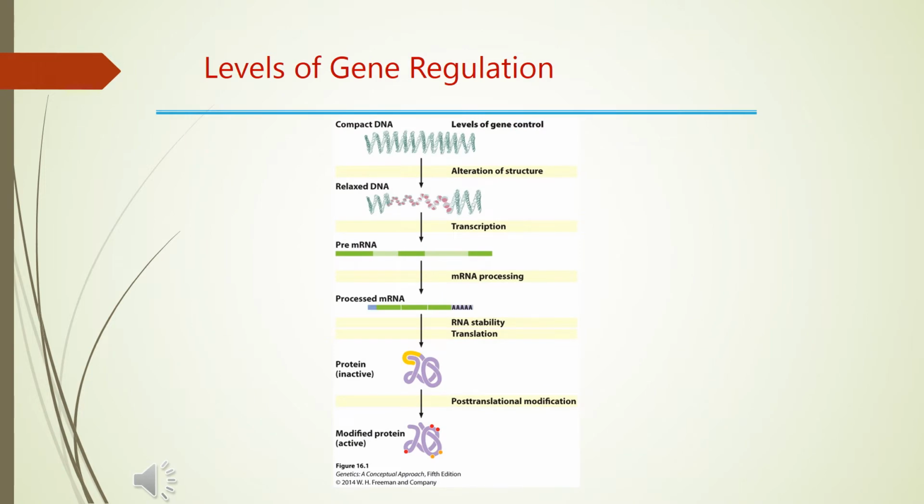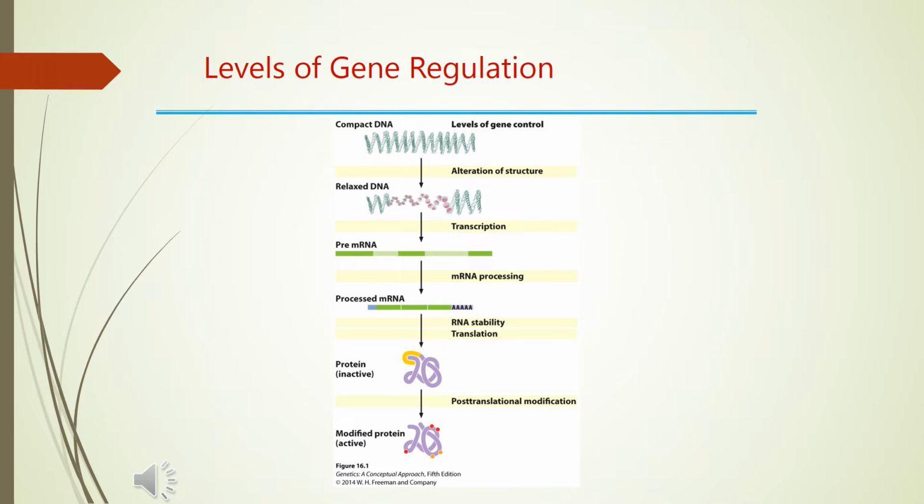So here we are going to discuss the levels of gene regulation. There are different regions at which regulation is possible. First of all, if you consider compact DNA, before it gets transcribed, it will relax by some enzymes. Then it will undergo transcription, and the transcribed product is a pre-messenger RNA. Pre means it is not a processed one. There are a lot of regions which should be cut before it becomes a mature mRNA. So this is known as mRNA processing.